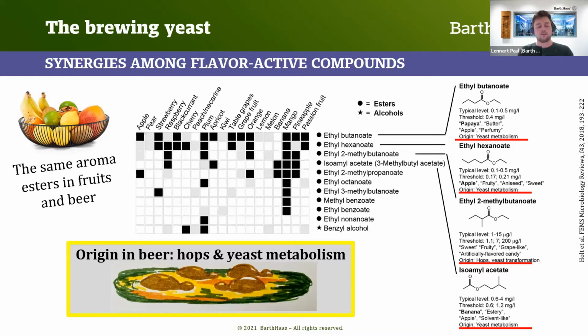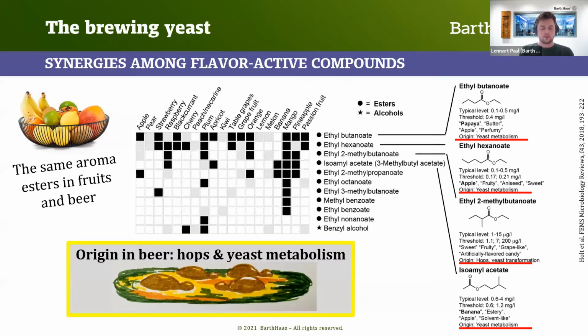Now we're heading in the direction of the hops. On the right side of the slide, you can see some esters, and especially the acetyl 2-methyl butanoate. This flavor compound originates from hops and can be transformed by the yeast. On the other hand, you can find this compound in fruits like pineapple, mango, orange, plum, and raspberries, and all kinds of these.